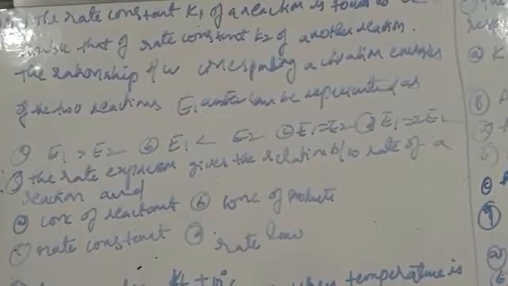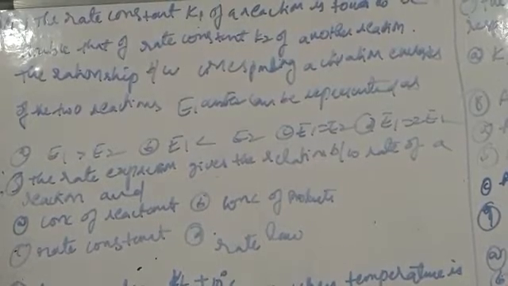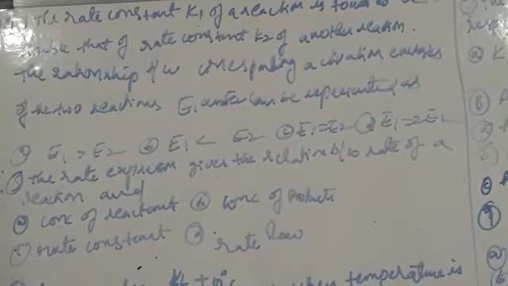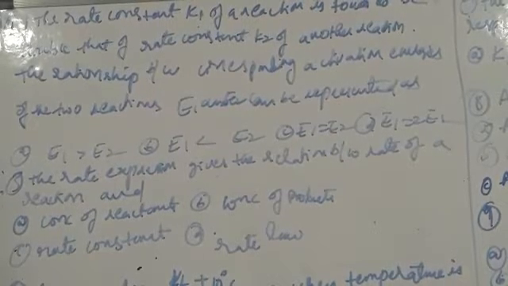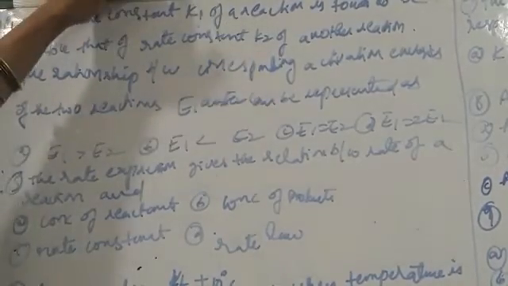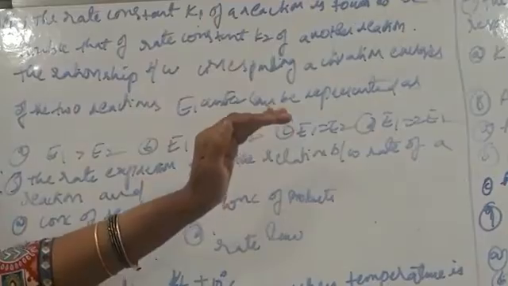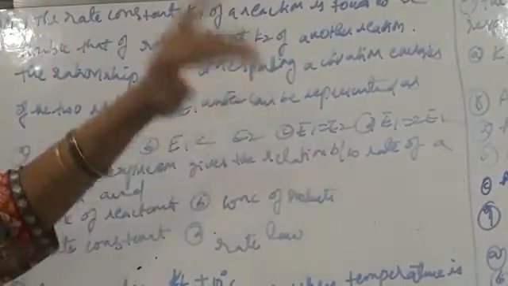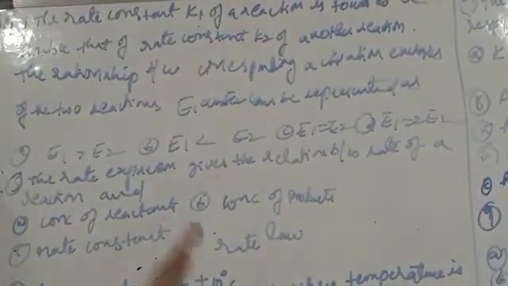Next, the rate constant K1 of a reaction is found to be double that of rate constant K2 of another reaction. The relationship between corresponding activation energies of the two reactions, E1 and E2, can be represented as. So here rate constant K1 is double that of K2. When rate constant is more, activation energy is less. As rate increases, activation energy decreases. When K1 is more, E1 is less.